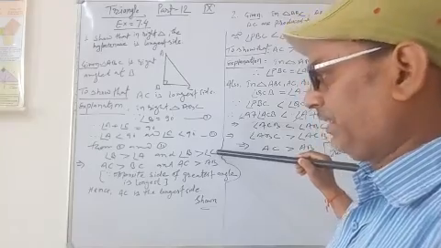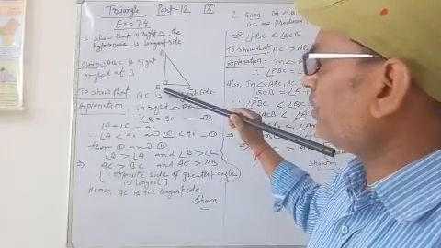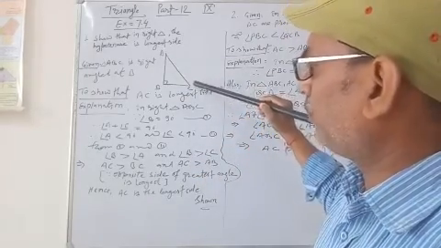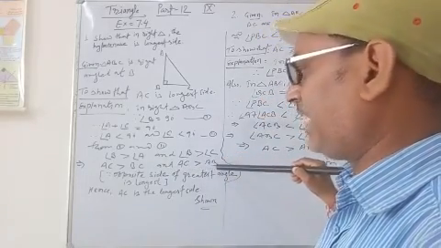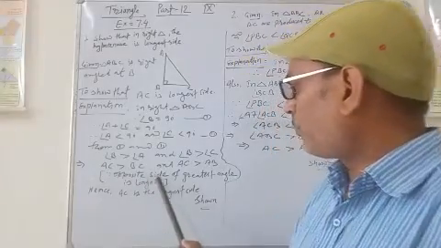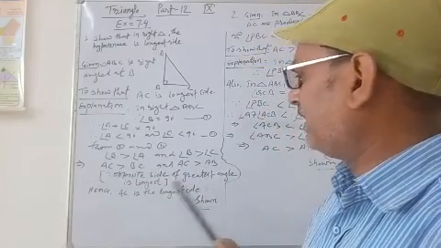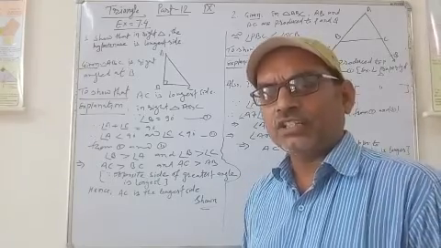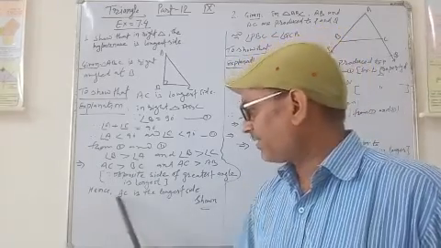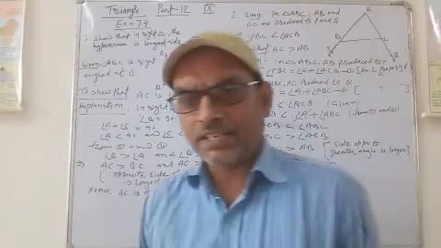greater than angle C. Now the opposite side of angle B is AC, so AC is greater than BC and also AC is greater than AB. As we know, opposite side of greatest angle is longest. Opposite side of greatest angle is always longest, hence AC is the longest side.